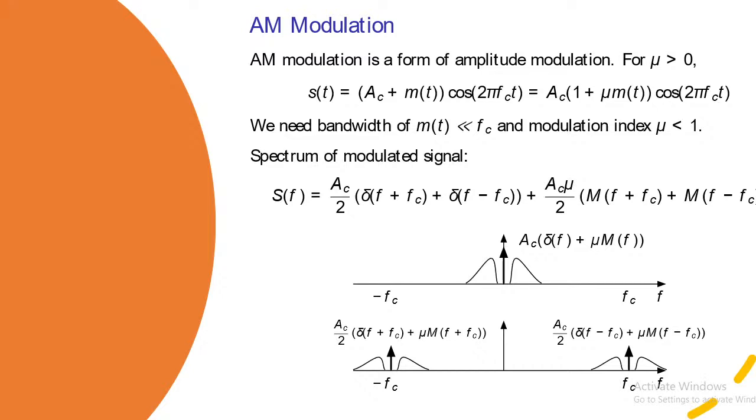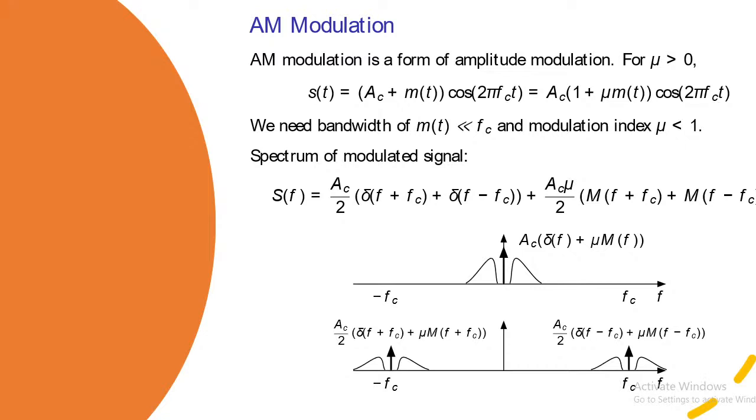Now, what will be its spectrum? There are two terms: Ac cos omega c t plus Ac m(t) cos omega c t. For Ac cos omega c t, the Fourier transform is Ac by 2 delta(f plus minus Fc). For the m(t) cos term, once you multiply by m(t), this will be Ac times mu by 2 M(f plus minus Fc). So those are the two terms. You can see the spectrum below.